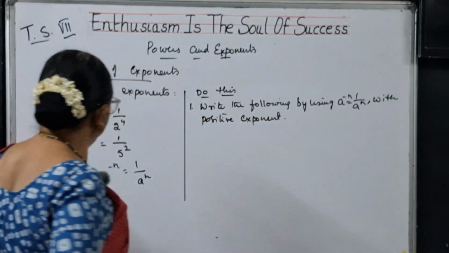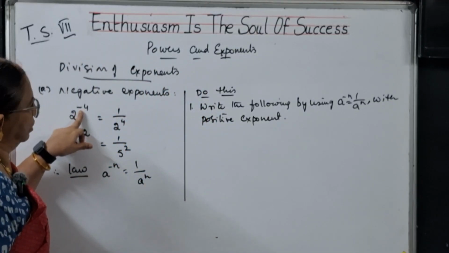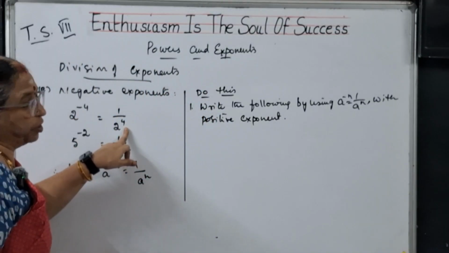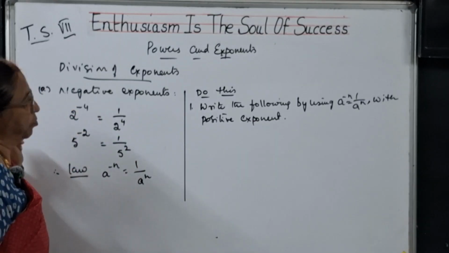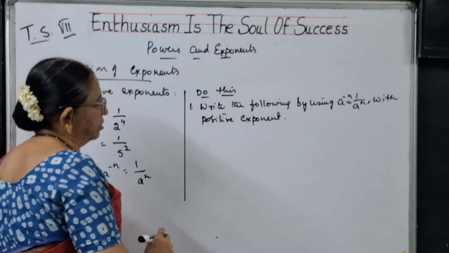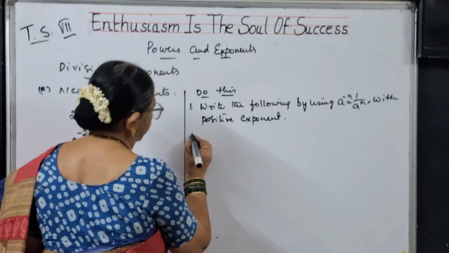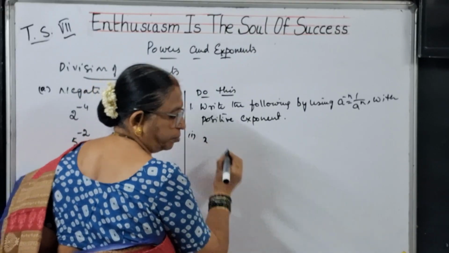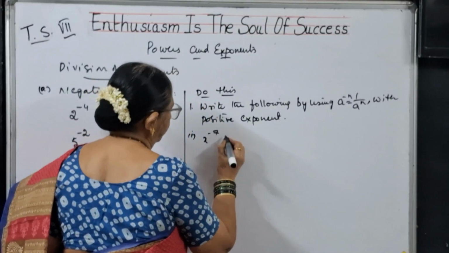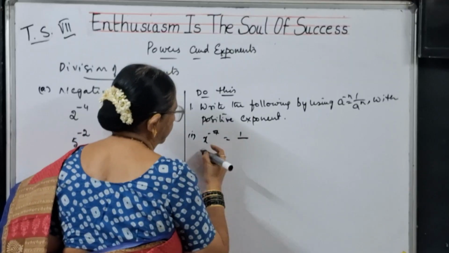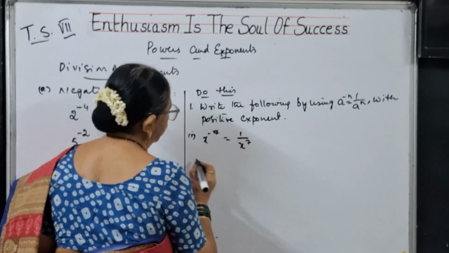See children, in this case, the exponent was negative. We have converted it into a positive exponent by writing the reciprocal of it. So this is what he is asking you to do. The first bit is x to the power of minus 7, so you will be writing it as 1 by x to the power of 7.